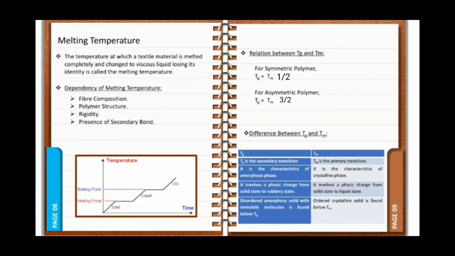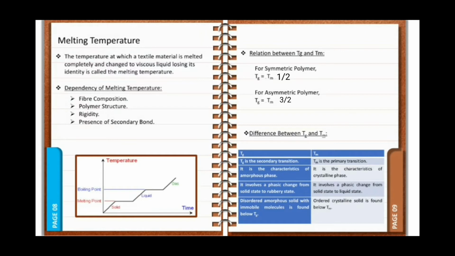Some differences between glass transition temperature and melting temperature. Glass transition temperature is a secondary transition. Melting temperature is the primary transition. Glass transition temperature has the ability to transform the amorphous phase, or it applies on the amorphous phase. Melting temperature applies on the crystalline phase. Which fiber has a crystalline phase, the melting temperature will apply to it.